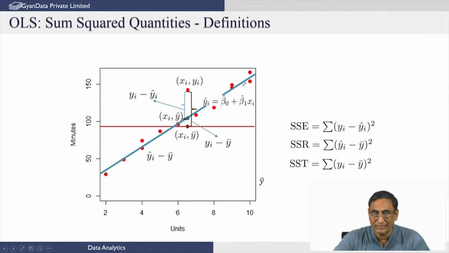So, the red points represent the data, and the best linear fit using the method of least squares, using all the data points, is indicated by the blue line. Now, suppose we believe that a constant model is good, then we would fit this horizontal line, which would be the best fit representing y bar. The best estimate of the constant model is the mean of y.